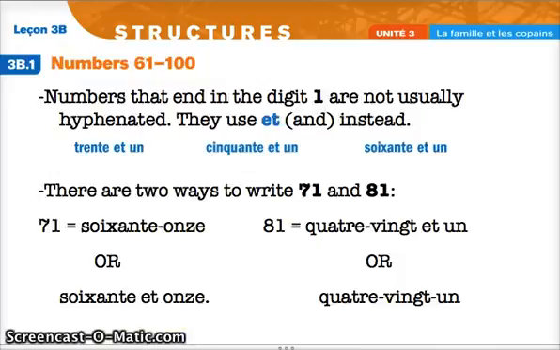Numbers that end in the digit 1 are not usually hyphenated. They use a "et" instead, although you'll see a couple of variations in this textbook with that. So you've been told so far that 31 is trente et un, 51 is cinquante et un, 61 is soixante et un, but there are two ways to write 71 and 81. 71, which is just the hyphenated version, or you can also see soixante et onze, depending on who the speaker is. 81 also has two versions, quatre-vingt-un, as you've been taught since 6th grade, or 81 with hyphens.